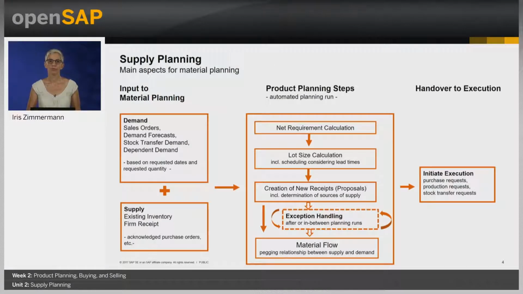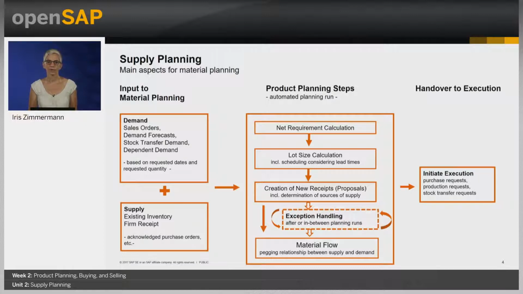Now we are getting more into what happens when the material planning run is started for the demand-driven planning procedure. As an input for material planning, there is the demand side to be considered, such as sales orders, demand forecasts, stock transfer orders, or dependent demand from production. On the supply side, there is the existing inventory and the firm supply, such as acknowledged purchase orders.